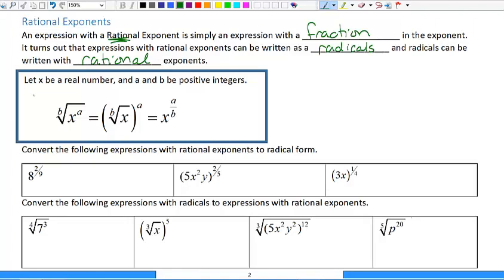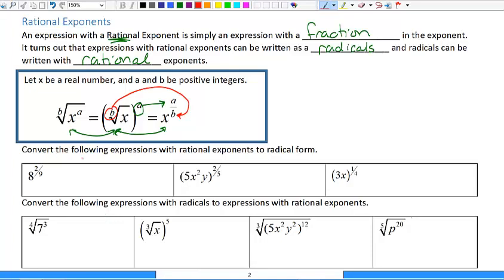So we have, let x be a real number, so x is the radicand, and a and b be positive integers, so the bth root of x to the a can be rewritten as the bth root of x raised to the a. These are both the same. And then a third time over, we can rewrite this with a rational exponent, x to the a over b. Notice that the a exponent stayed the a exponent, but the b index moved to be the denominator. Okay, so we want to be able to do this forwards and backwards.